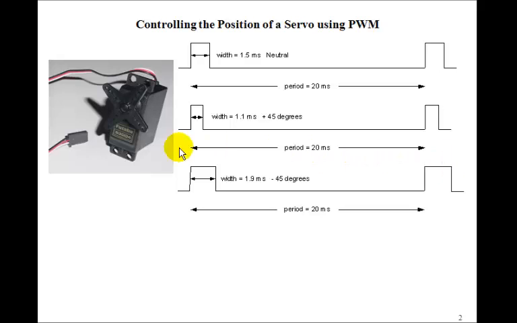Now you remember that the servo is controlled using a PWM signal that has a period of exactly 20 milliseconds. So we'll have to make it 20 milliseconds. But also the width changes from about 1.1 milliseconds to about 1.9 milliseconds. So it's a low duty cycle.